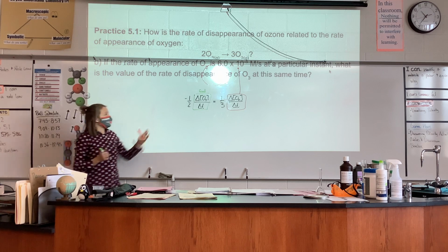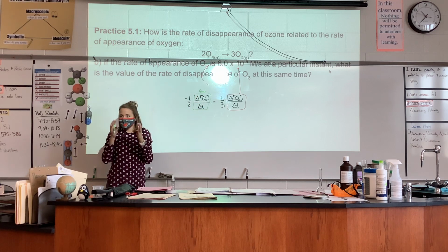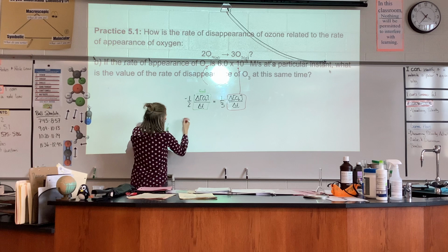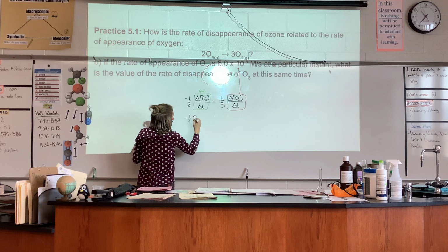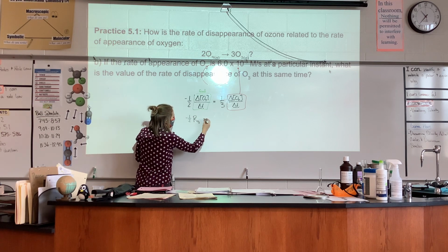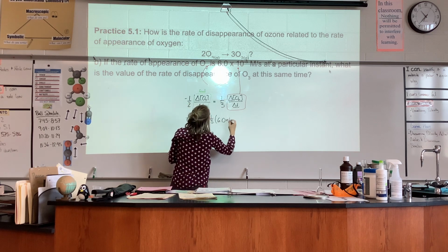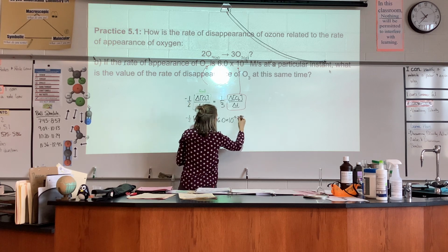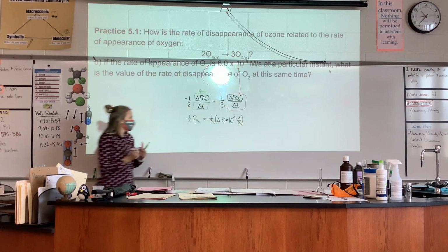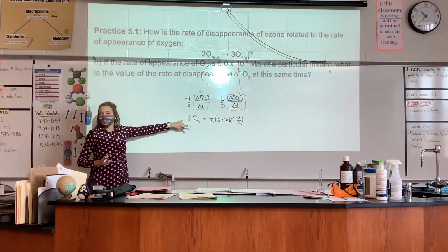So what I'm going to do to simplify it is plug in what I know, and then change this to the capital R, just so it looks simpler to work with, okay? So I'm going to have negative 1/2 R, which is the rate of O3, equal to 1/3 times 6.0 times 10 to the negative 5. Got my units there. Molarity per second. Questions from here to here?